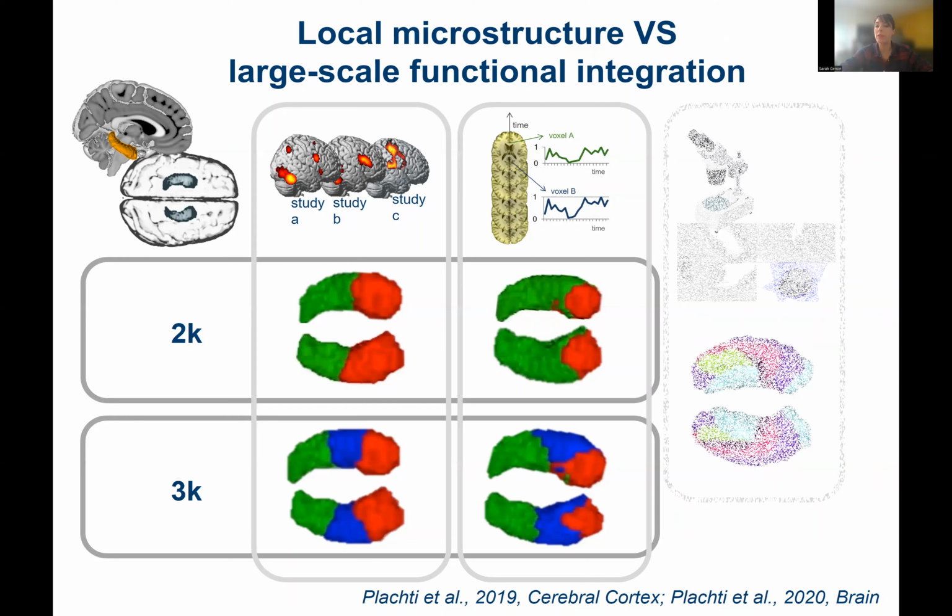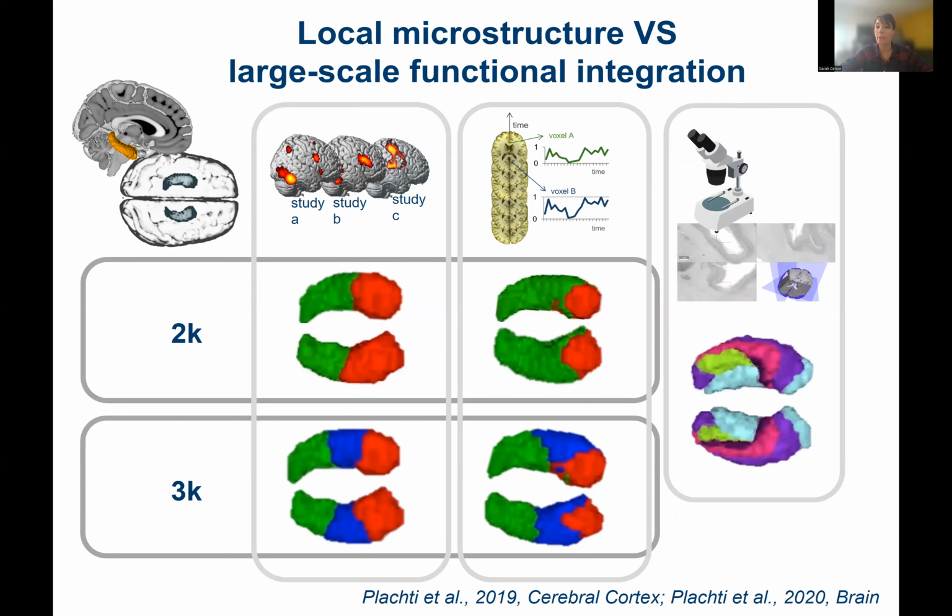But this is really different from the map that we have based on cytoarchitecture mapping. Typically, the cytoarchitecture map of the hippocampus distinguishes different subfields that are arranged along the medial-lateral and the ventrodorsal axis. So this is really an illustration of how the local microstructure organization will provide a different type of organization than the large-scale functional integration, which is probed with connectivity features.